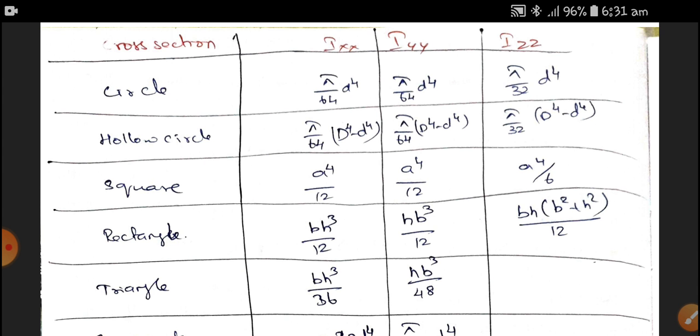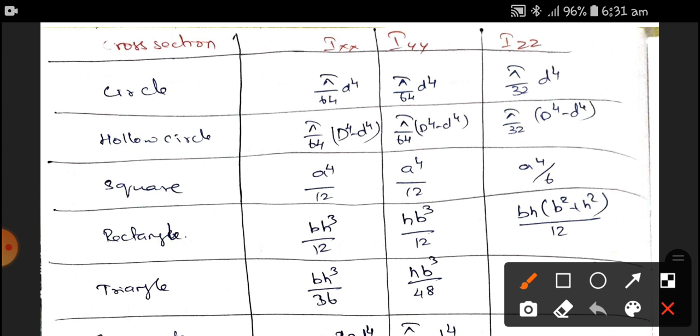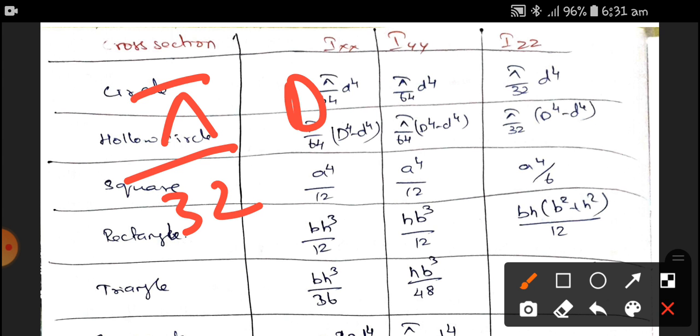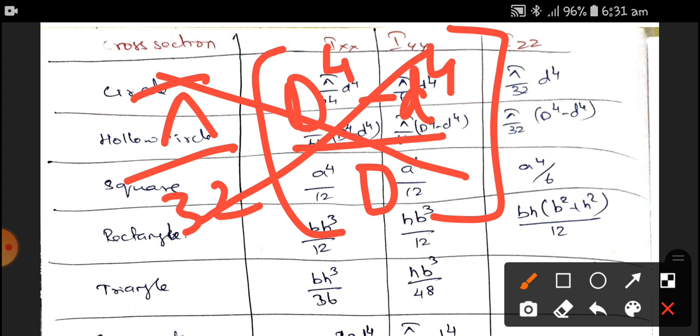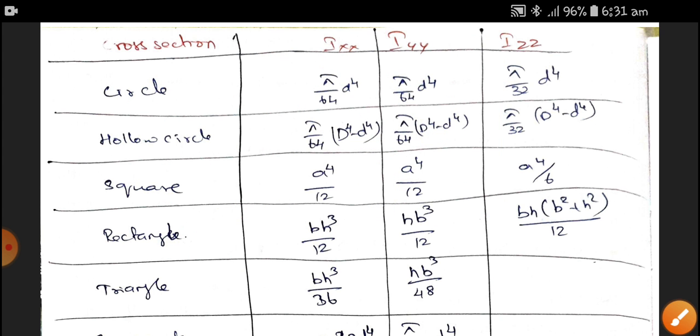You may see an equation like this: pi by 32 times capital D power 4 minus small d power 4, divided by capital D. This equation is wrong and will not come for the polar moment of inertia of the hollow section. Please beware of this.